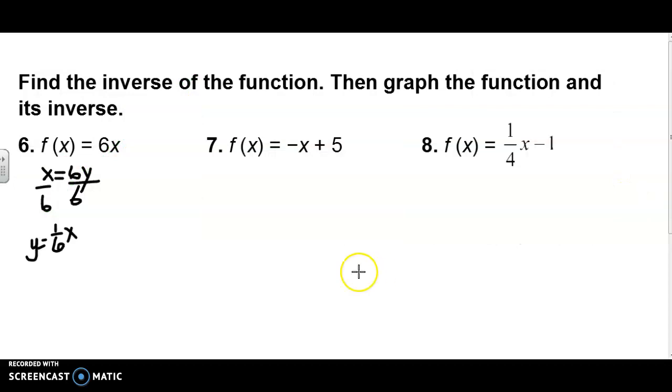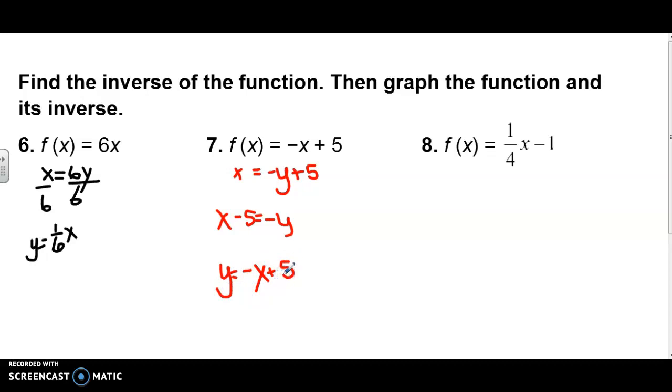All right. For number 7 here, the first thing I'm going to do is switch the x and the y first again, just because I think it's a little bit faster to do it this way. I'll subtract 5 first, so I'll have x minus 5 equals negative y, and divide everything by negative 1, I would get y equals negative x plus 5.